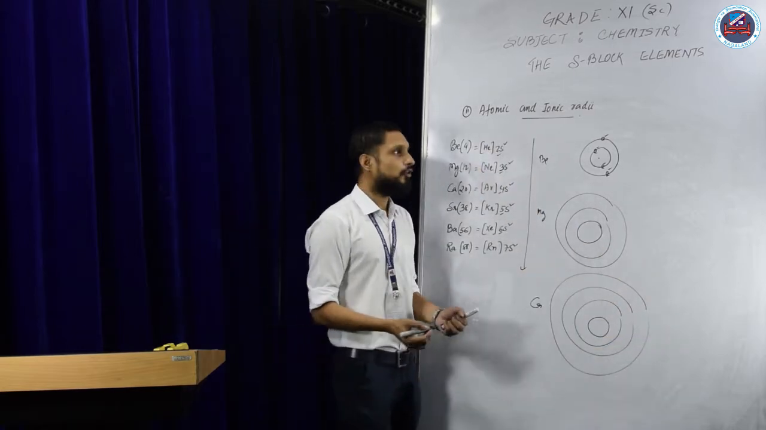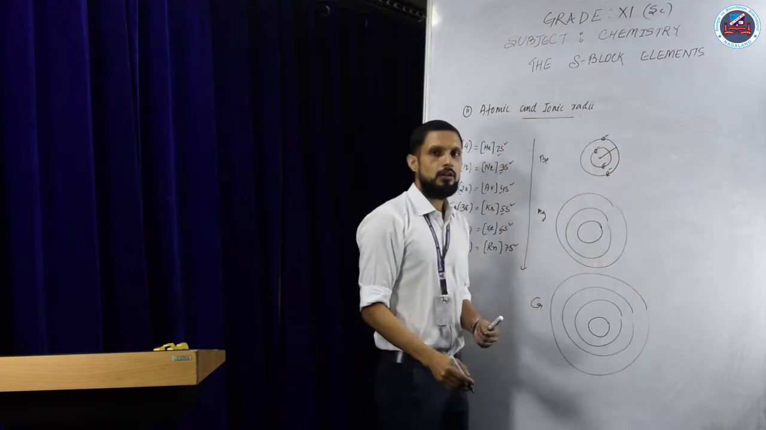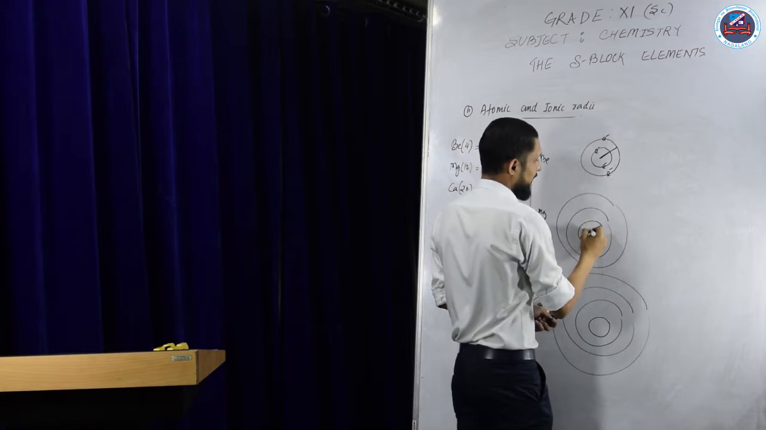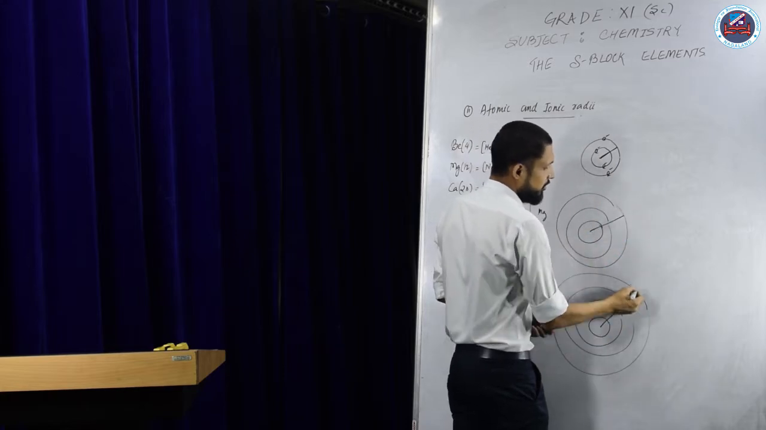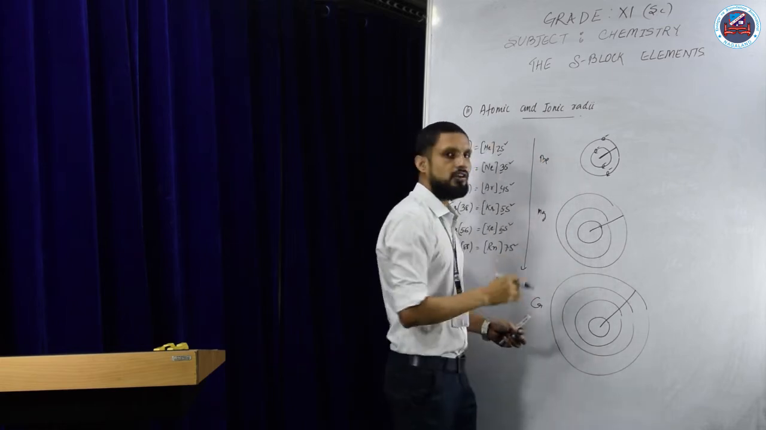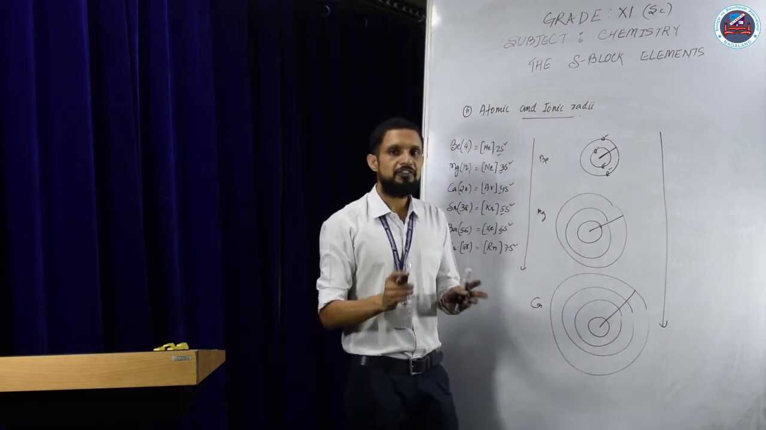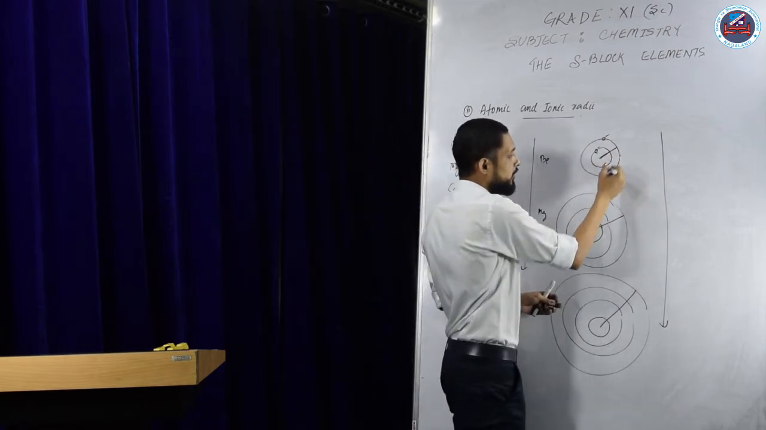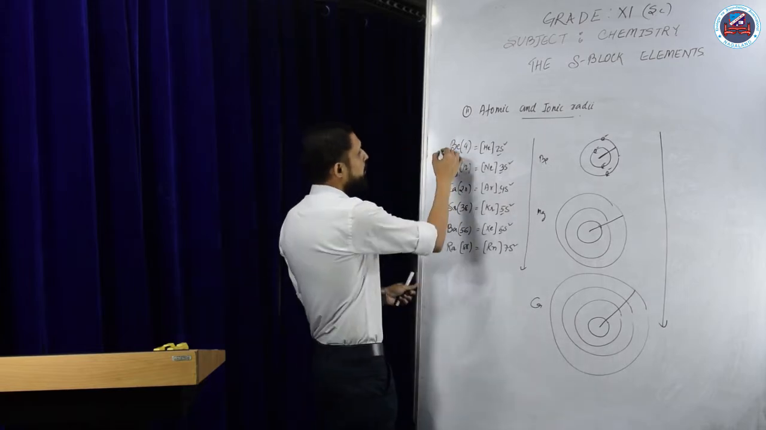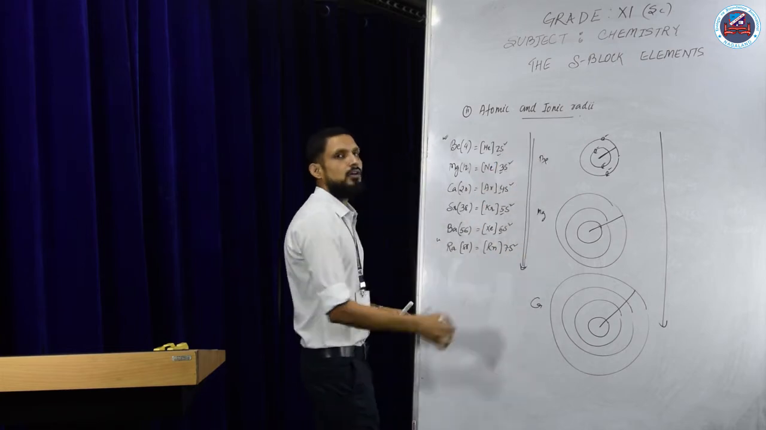Now we already know atomic radii is the distance between the center, that is nucleus, to the outermost shell. Now if you compare beryllium, atomic radii is this. For magnesium, this is the atomic radii. For calcium, this is the atomic radii. So if you compare beryllium, magnesium and calcium, you can see the atomic radii increases. Now it's very simple. It increases due to increase in the number of electronic shells. So similarly, if you compare from beryllium to radium, the atomic radii increases.